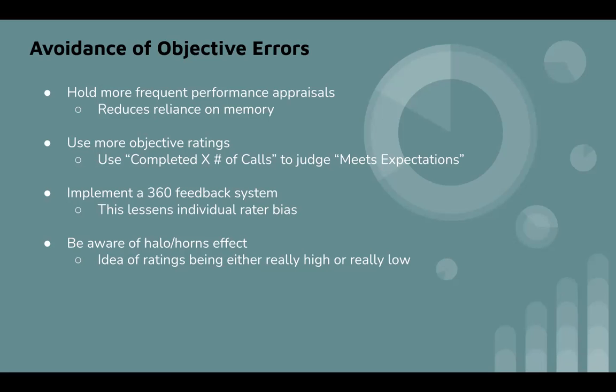Furthermore, these are items that my colleague and I did to avoid objective errors. The first one is holding more frequent performance appraisals. So we did them across 4 quarters, which is very frequent in regard to the frequency of these performance appraisals. What this does is reduce reliance on the memory of the manager, so it's more objective.